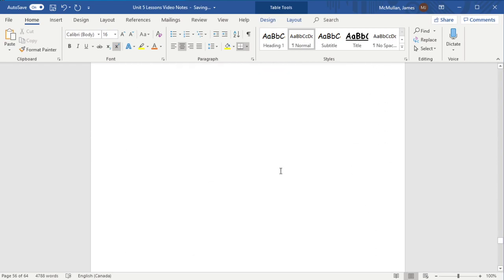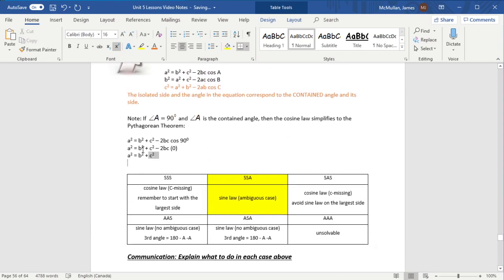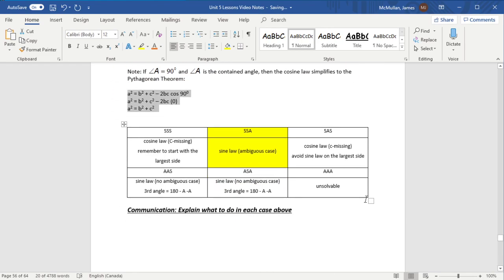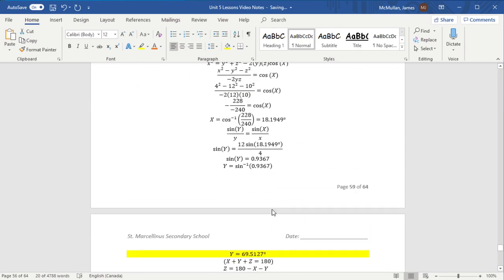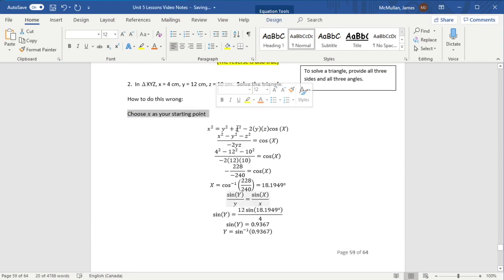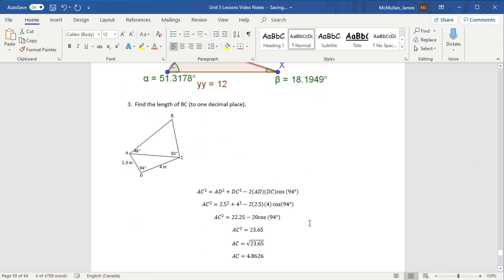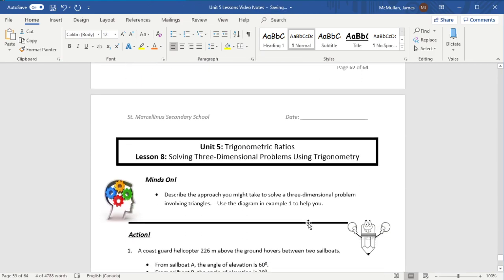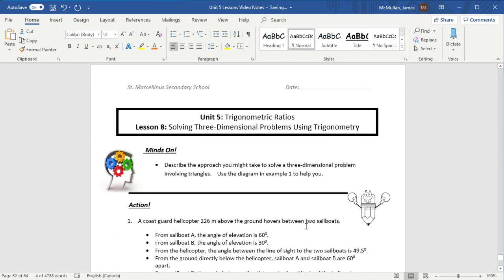The big concept to understand today is when to use the cosine law, what the cosine law looks like, and to try to understand this finer point I made here about not choosing the smallest side to begin. Always choose the largest side to begin, and then you'll have a much easier time answering the questions. Okay, so tomorrow we're going to talk about 3D trig, and that will be the end of the unit.